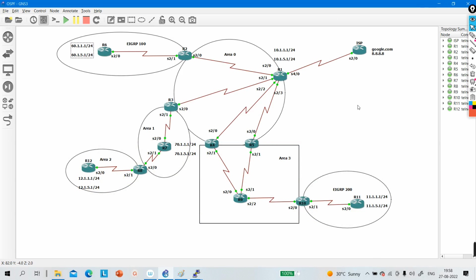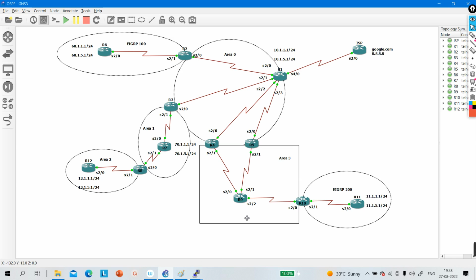But the problem is, router 9, router 4, router 5, router 1, router 2, router 3, no router can communicate with the 11 network, with the 11.1.1.0 network, because ASBR is not allowed in a stub area. Okay, so hope it's clear to you. Now let me discuss the totally stubby area.